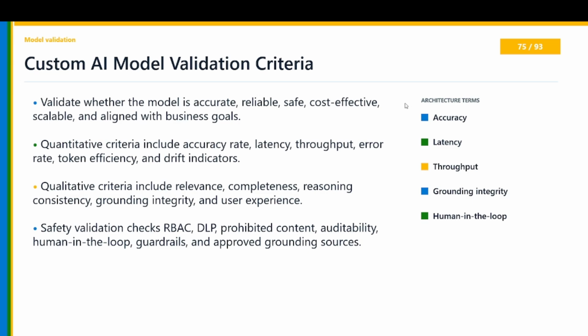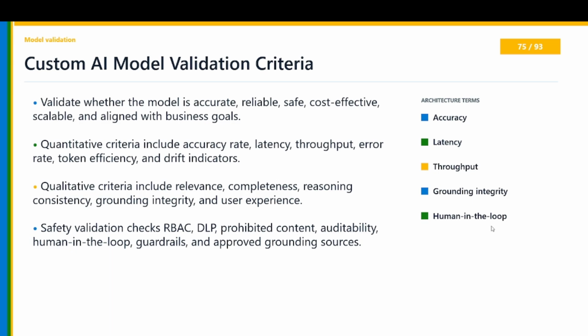In architecture terms, model validation should look at the accuracy of the model, the latency of the model, how fast it is, and the throughput of the model, how fast it generates output and answers, and then how fast it responds. You can look at grounding integrity: how grounded is the information that the base model is generating, and how grounded in company data is it. This is grounding integrity, and human in the loop.